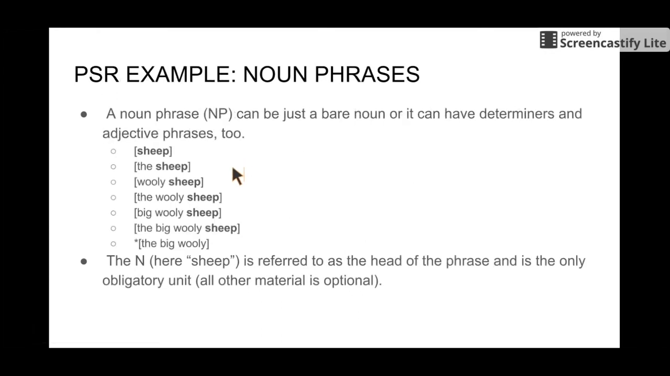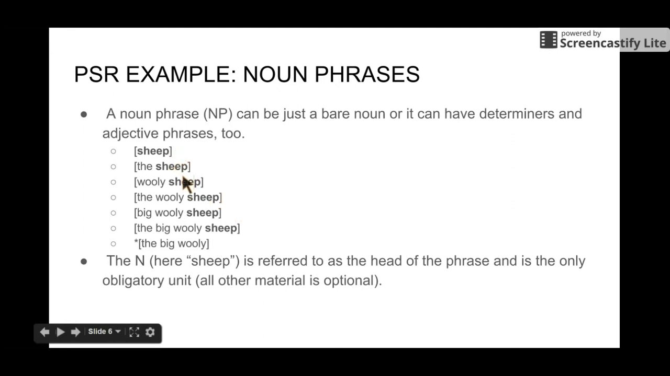Here is a real example of how to derive a noun phrase, NP. In English, we have these examples. All of them except for the final one are NP.